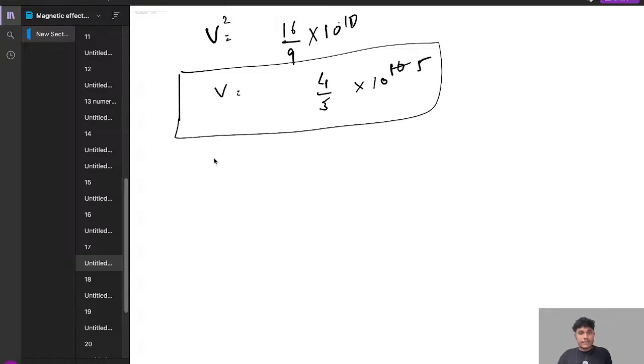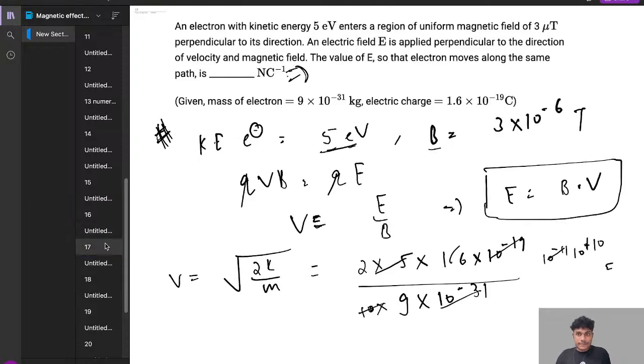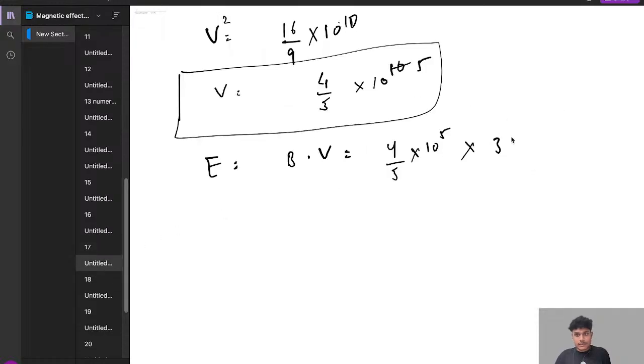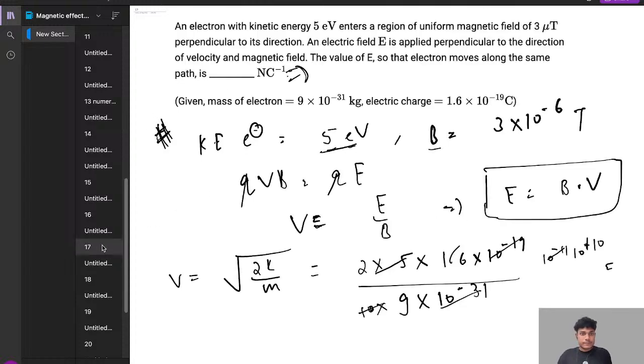Here is our velocity. And what is our E? That is B times V, that is equal to 4 by 3 times 10 raised to power 5 into, what is our B, 3 into 10 raised to power minus 6 Tesla. So 3 cancels out this, and we get 4 into 10 raised to power minus 1 Newton per Coulomb. Understand? That is 0.4. It is the same as I have solved previously.